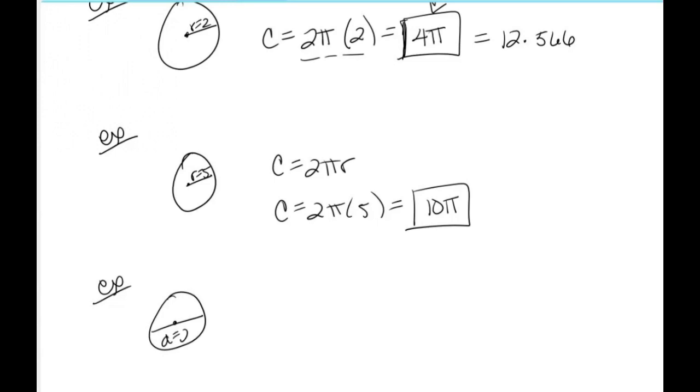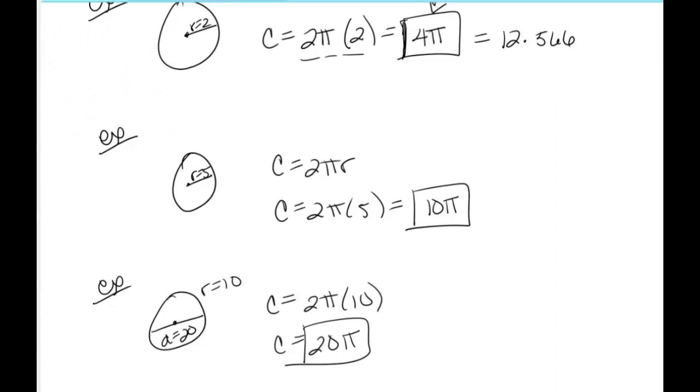Now, just be careful because every once in a while, they're going to give you the diameter. Let's say the diameter is 20. But you need the radius. So remember, the radius has to be half of that. And then you can plug in using your radius, not the diameter. So the circumference is going to be 20 pi. All right, not too bad.